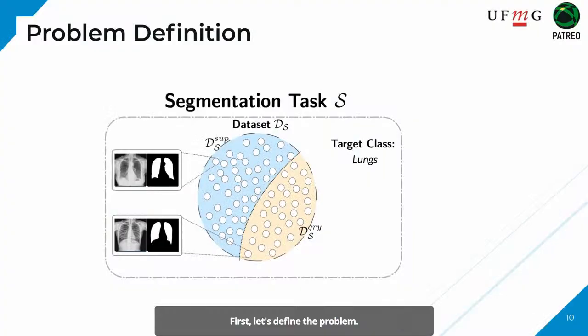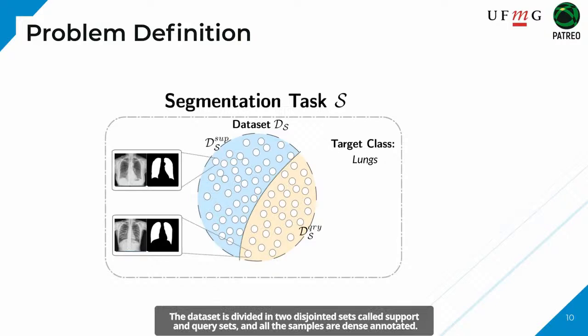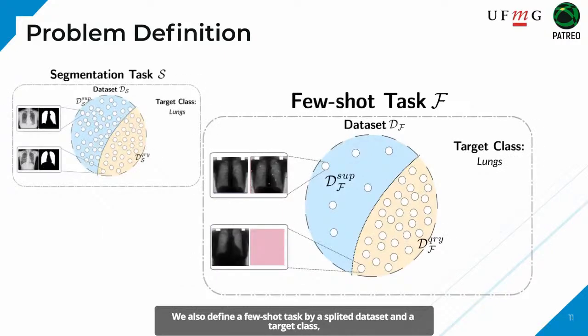First, let's define the problem. We start by defining a segmentation task by a dataset and a target class. The dataset is divided in two disjointed sets called support and query sets, and all the samples are densely annotated. We also define a few-shot task by splitting the dataset in a target class, but in this case the support set is very small and the images are sparsely annotated, and the query set doesn't have any labels.